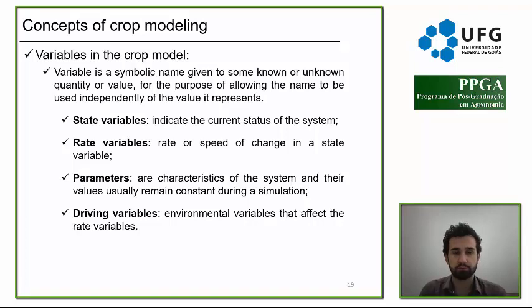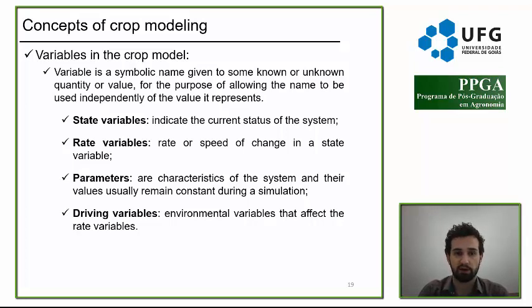Another point is that inside the model we can have different variables, and you need to look carefully at these variables because they are important to know the model and to understand how it works. A variable is a symbolic name given to some null or unknown quantity or value, allowing the name to be used independent of the value it represents. Here we have 4 variables.